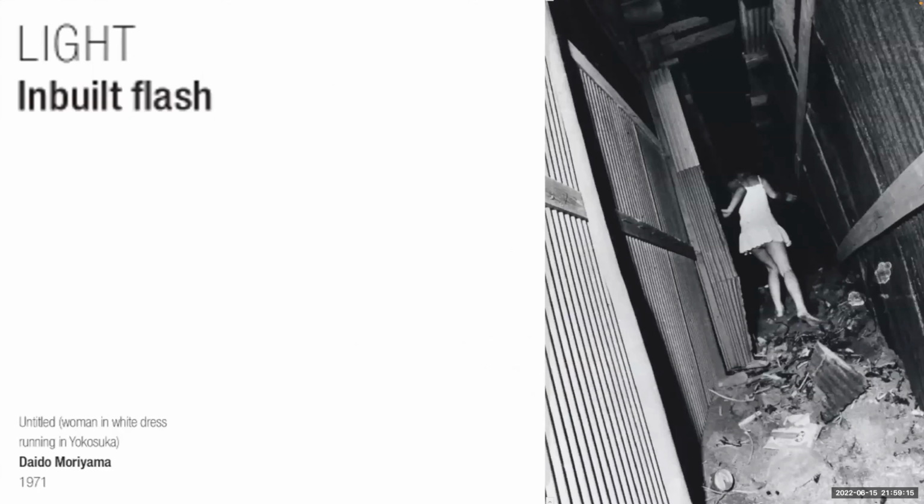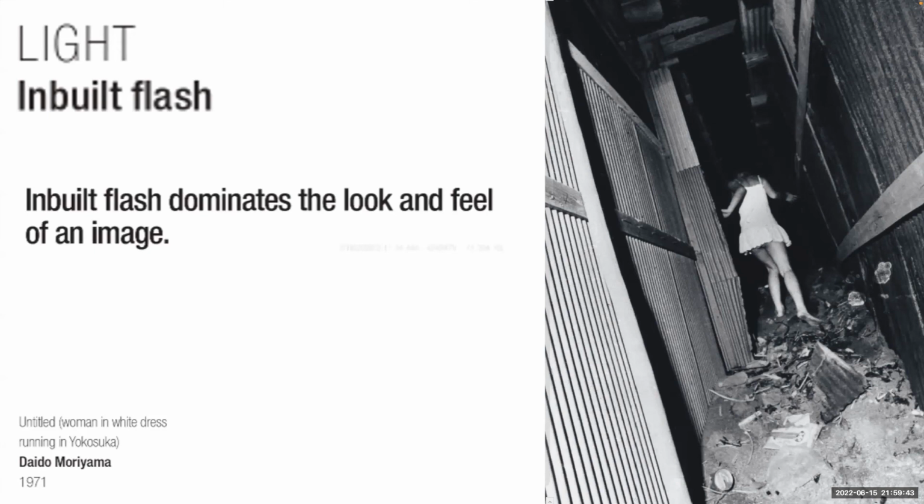The inbuilt flash. Untitled woman in white dress running in Yokosuka by Daido in 1971. So here he turns on the flash at night and it has a sharp flash, and it fills the area with light that we normally wouldn't see. The inbuilt flash dominates the look and feel of an image.